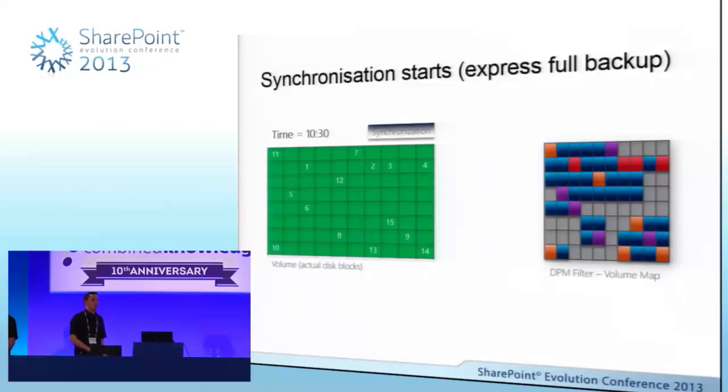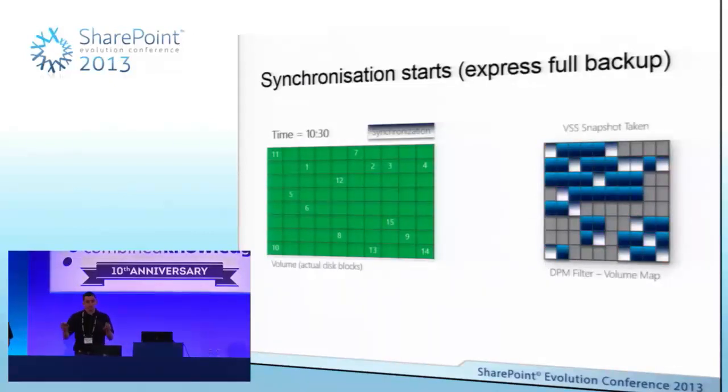Now let's just say that we've got an express full backup configured to happen at 10:30. When that express full backup starts, that's when we start to send the data over to the DPM server. So at 10:30, we take a VSS snapshot. So we actually freeze all the blocks on the disk on the left, and we say, right, this is what the disk looked like at this point in time. And then we start sending the blocks over to the DPM server via the agent.